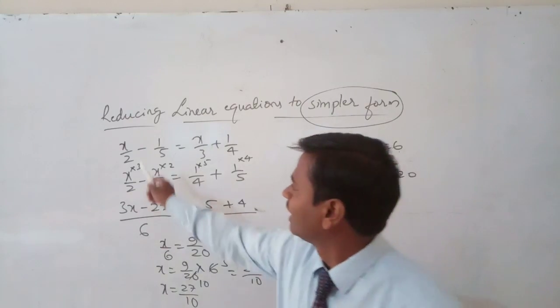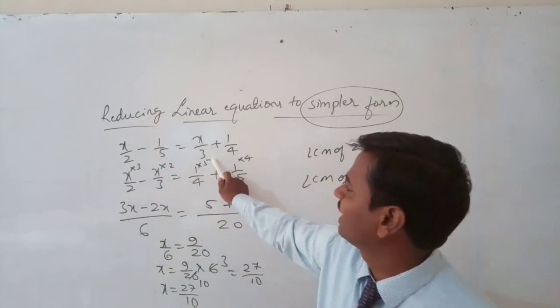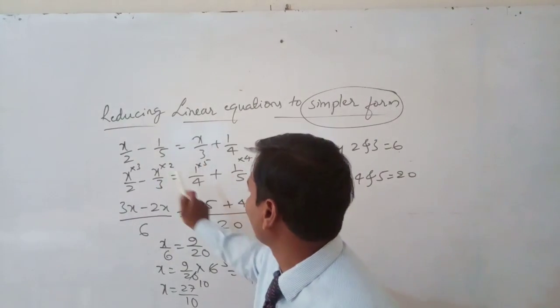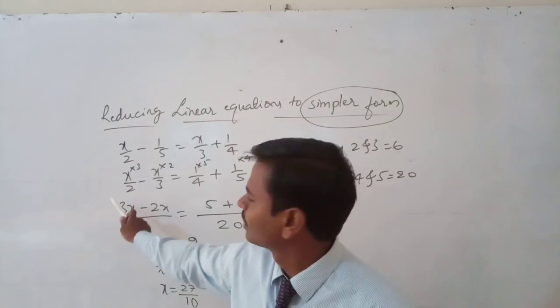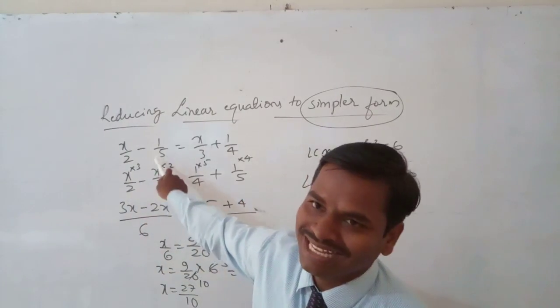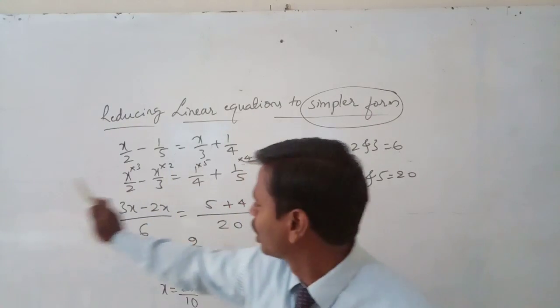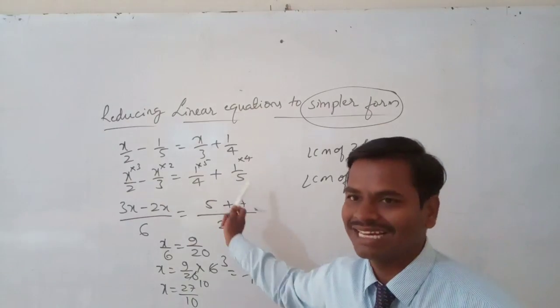Understand here? x by 2 minus 1 by 5 equals x by 3 plus 1 by 4. Constant numbers are there, no? I will shift them to the right side. Variable terms I will shift to the left side. x by 2 minus x by 3, they are variables, so I am shifting them to the left side. Constant numbers 1 by 4 and 1 by 5, I will shift to the right side.